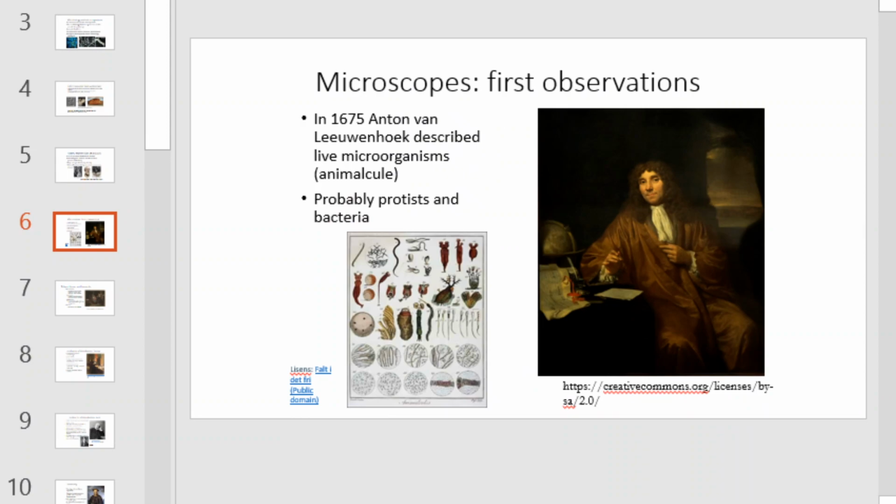The first observations under a microscope of microorganisms was done in 1675 by Anton von Leeuwenhoek. Anton von Leeuwenhoek is not the first person to examine something under a microscope, but he is the first person to describe a living thing, which he referred to as animalcules. These animalcules were probably protists and bacteria that he was able to see with a very simple handheld light microscope.